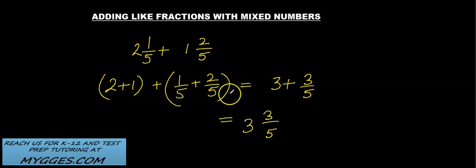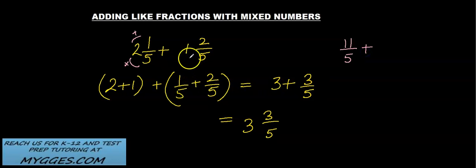Now we can also add mixed numbers by converting those into improper fractions and then simply adding. Let's check out how we can do that. When we convert 2 and 1/5 to improper, that will give us 2 times 5 is 10, and 10 plus 1 is 11. So that comes out to be 11/5.